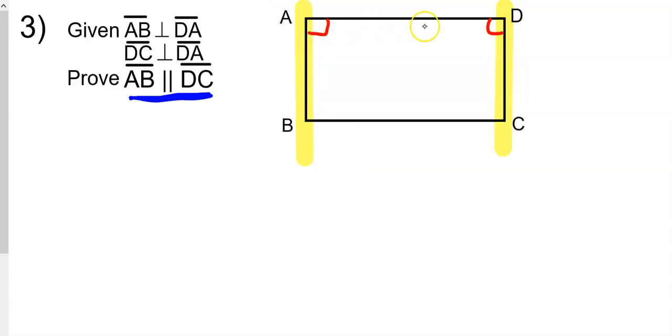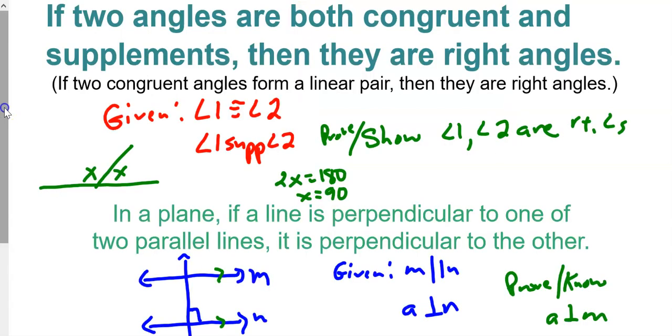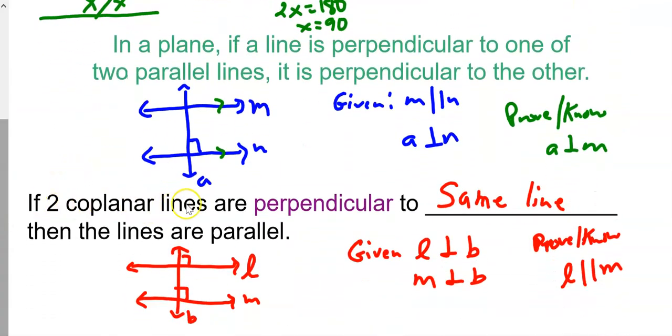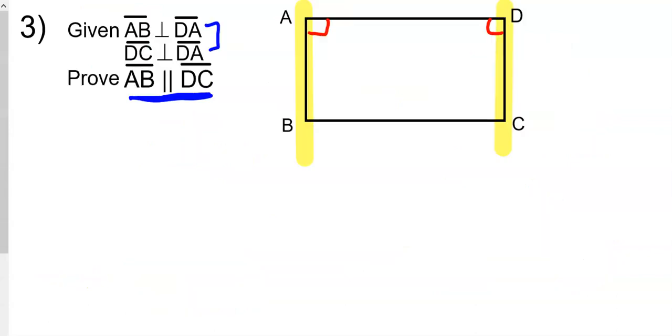So hopefully you see here when we have these right angles, we have a shortcut up here. So we don't have to say right angles. You could, but if we have two coplanar lines perpendicular to the same line, then those lines would be parallel. So this is the proof that we're going to be using with that one. And I'll go ahead and just do a flow chart on this one.